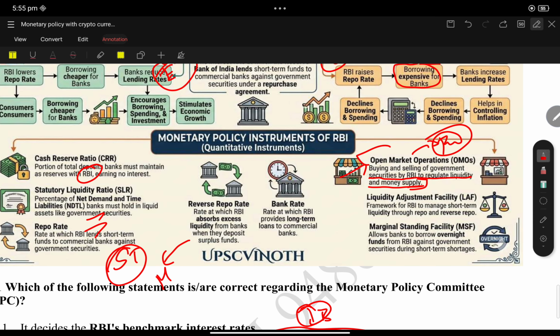What is liquidity adjustment facility? It is a framework used by RBI to manage short-term liquidity in the banking system through repo and reverse repo operations. See, these repo and reverse repo operations are termed liquidity adjustment facility.